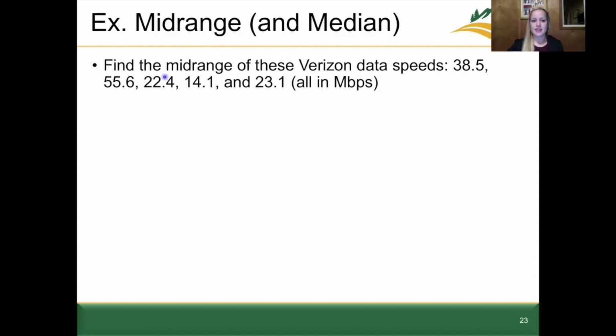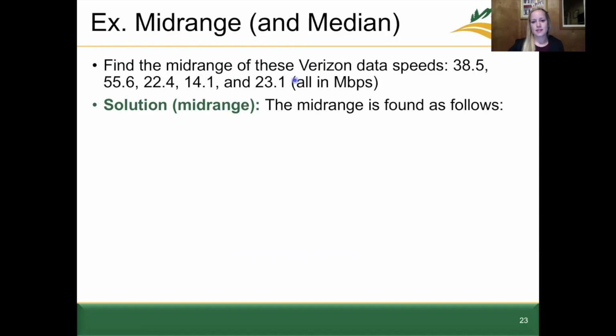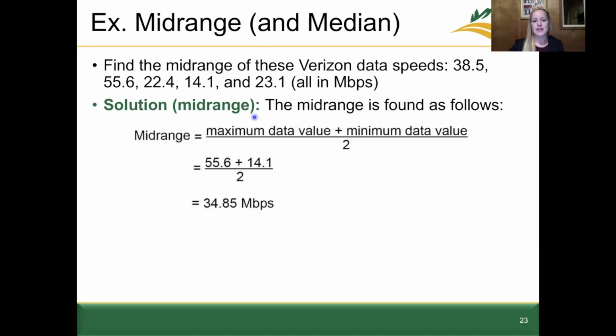Okay, here for the example, find the mid-range of these Verizon data speeds, and we have them listed here. To find the mid-range, remember we need to find the maximum data value and the minimum data value and sum these together, then divide by 2. So in this data set, our maximum value is 55.6, our minimum data value is 14.1. So we add these 2 together, then we divide by 2. Also really importantly, you have to add these 2 together first, then divide by 2. So we get 34.85 megabits per second as our mid-range value.